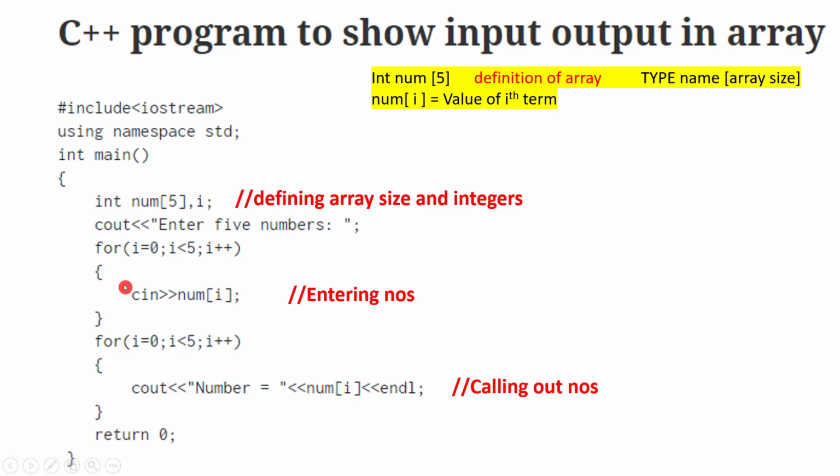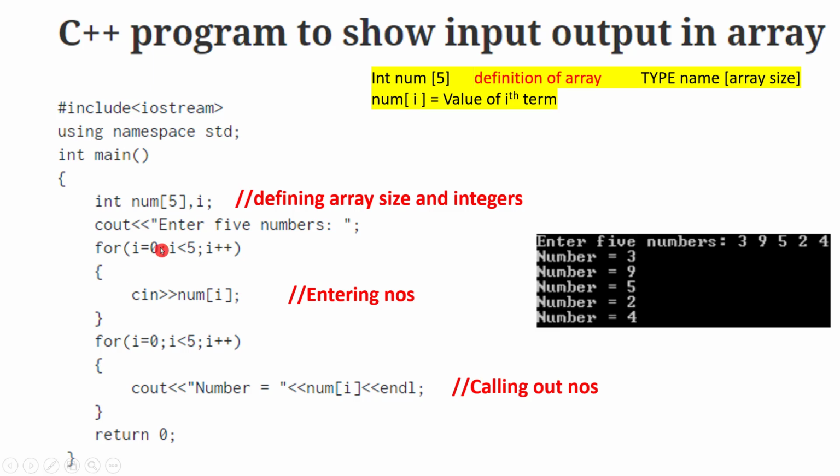Okay, I'll show you the output also parallelly. So enter 5 numbers, ending with the colon. Using this for loop, we are entering 3, which will go to the 0th place, 9 to the first place, 5 to the second place, 2 to the third place, and 4 to the 4th place. So we reached till this point.